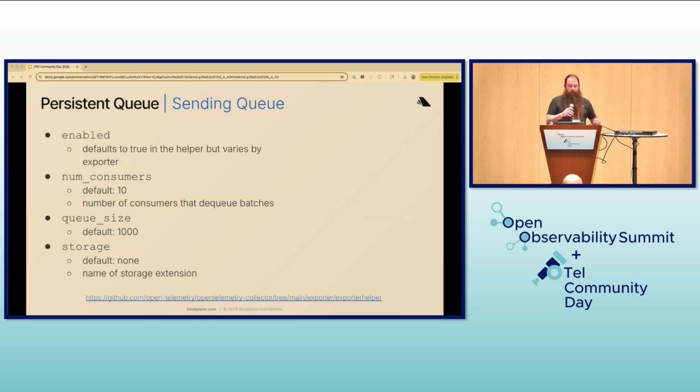All right, the queue size, we're going to get into this a bit more in the FAQ section, but this is the number of things in the queue, and that'll make a little more sense in a second. But this is how big can the queue get? And then storage is, as we've been talking about, where you would name your storage extension.